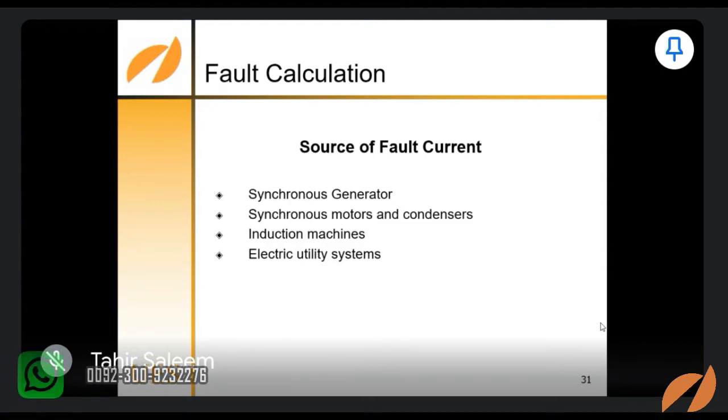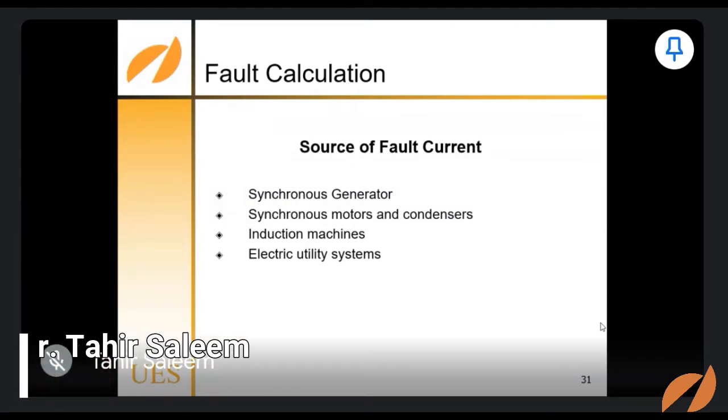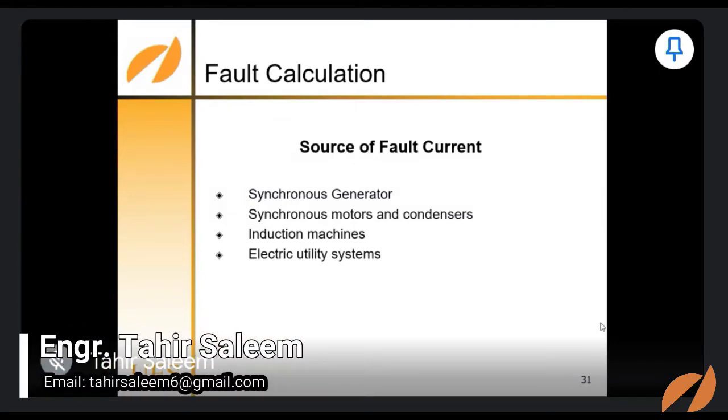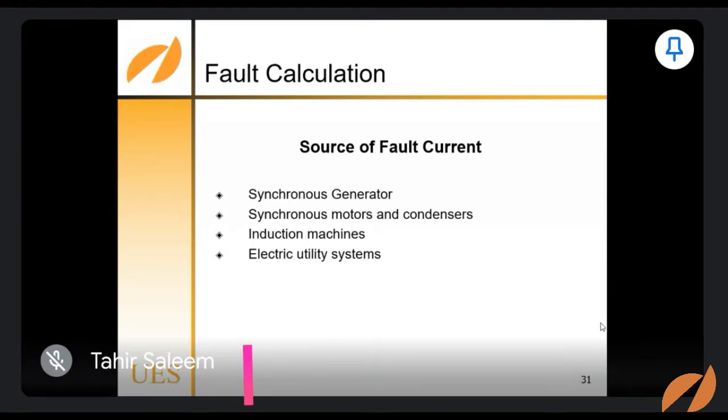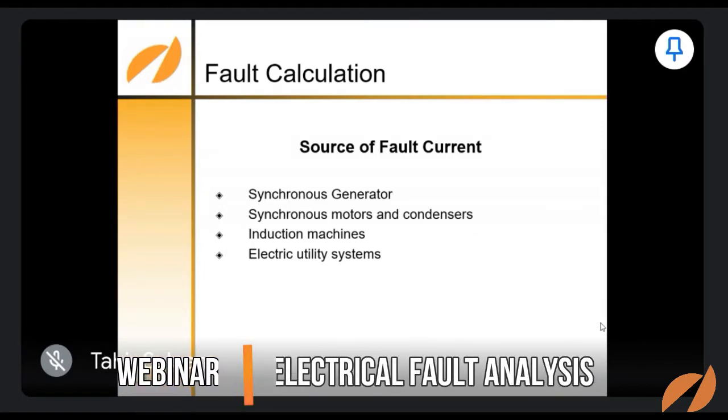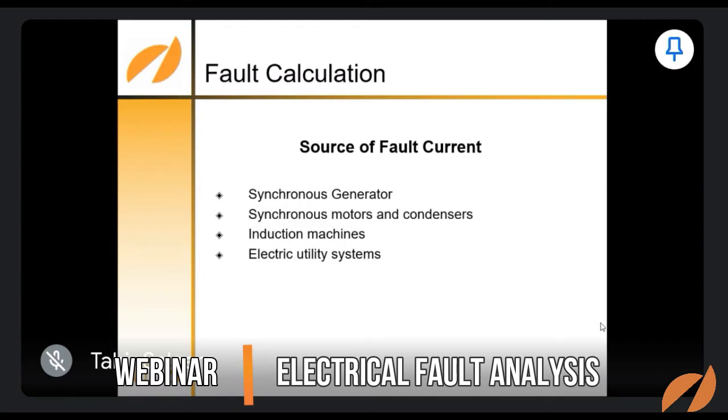So first of all, you have to make up your mind: the transformer will not contribute to the short circuit current. Every dynamic machine will contribute, and I will go step by step. There are different methods.